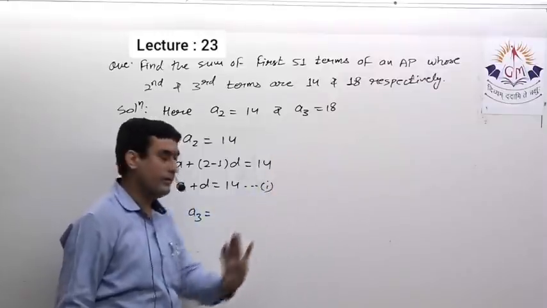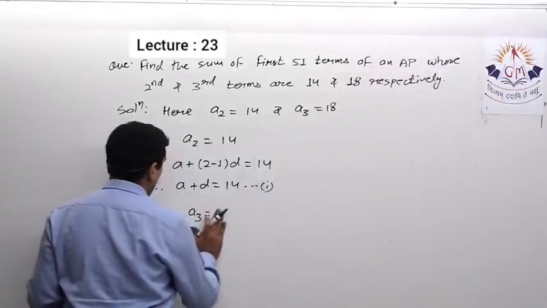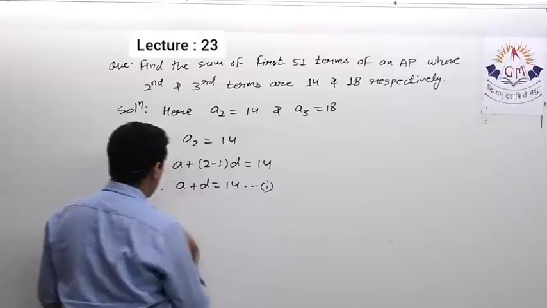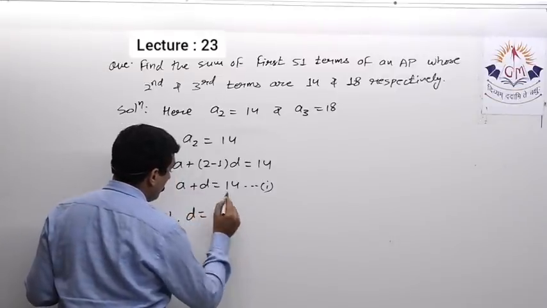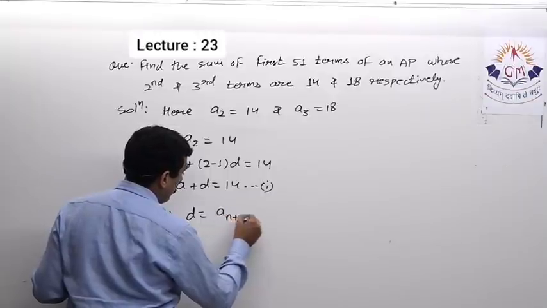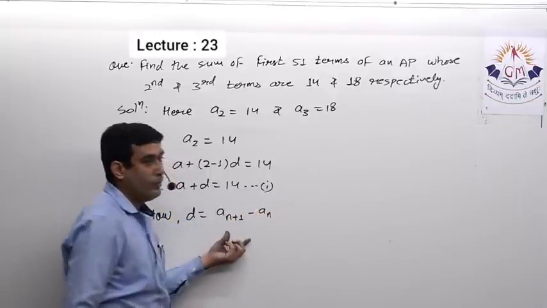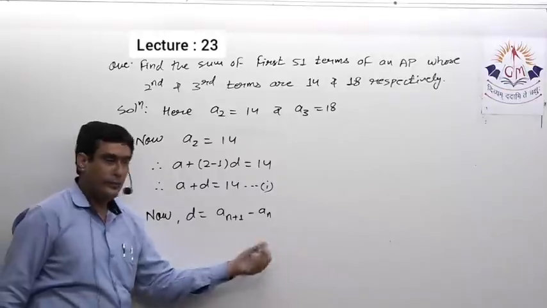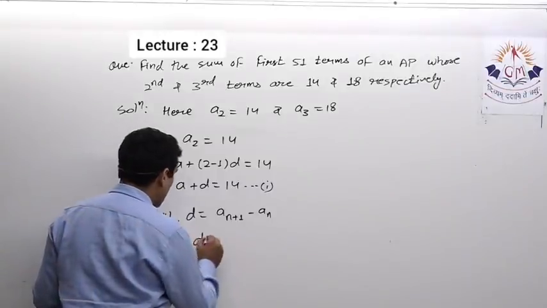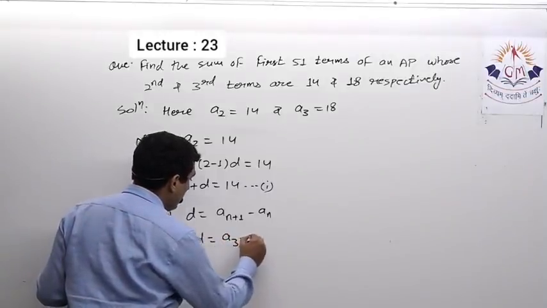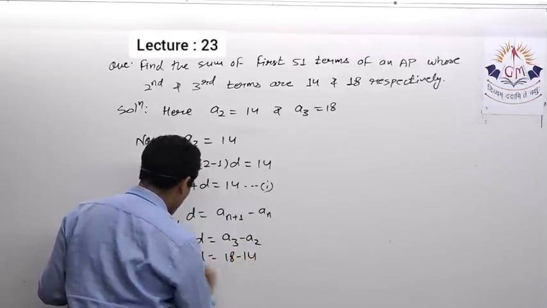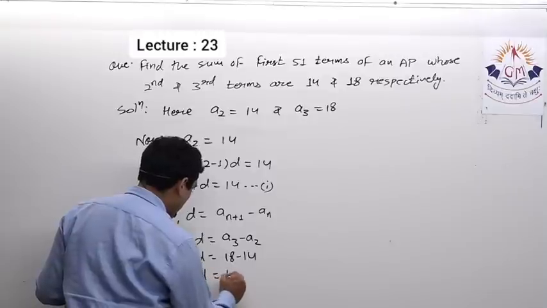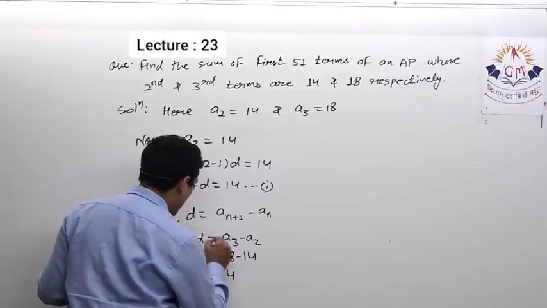In that way also we can find the common difference. So that will be better, that will save your time. Now d is equal to a(n+1) minus a(n). If you remember this formula, any term minus previous term. So here d is equal to a3 minus a2. So d is equal to 18 minus 14. Hence d is equal to 4. So common difference over here is 4.